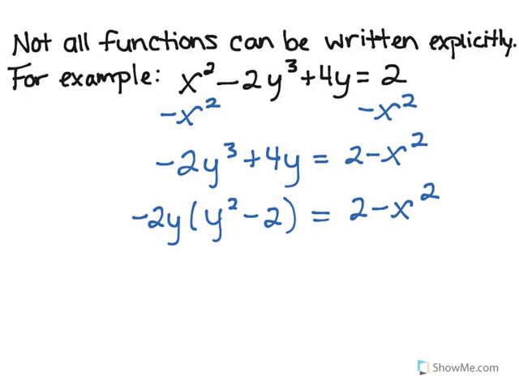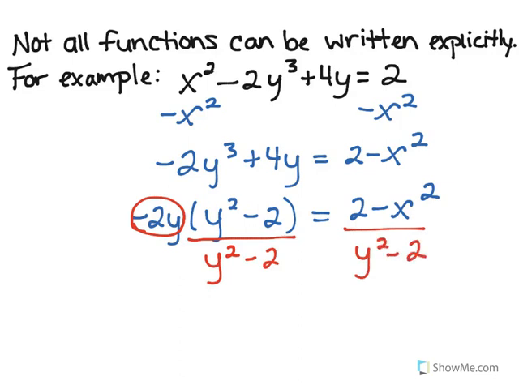From there, I would want to get the 2y by itself, but that means I would have to divide by y squared minus 2. And then, even though I'm going to eventually get to y equals, my problem is over here I have both x's and y's, which means I cannot get this function written explicitly in terms of y equals. So how would I find the derivative of this function since I can't rearrange it?